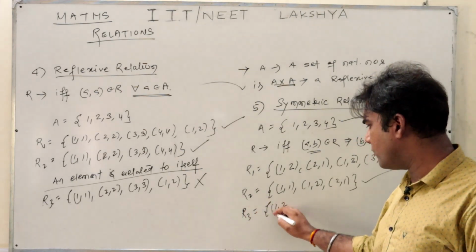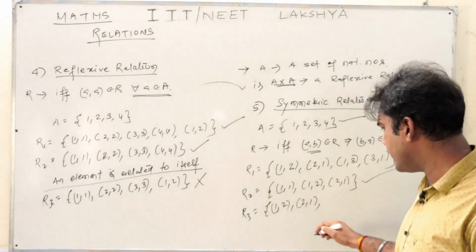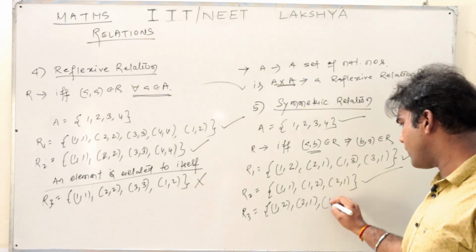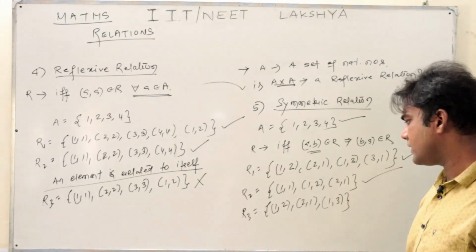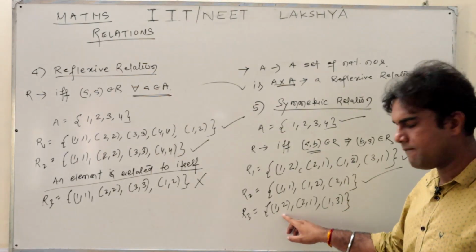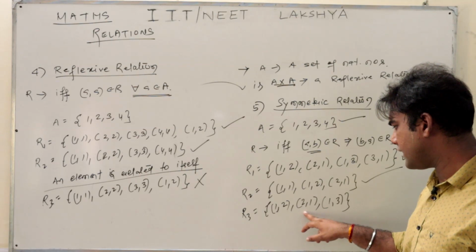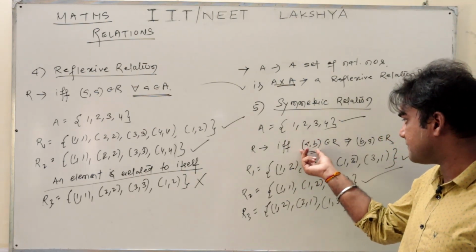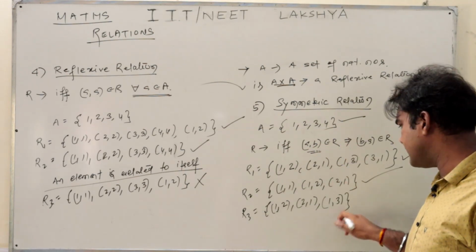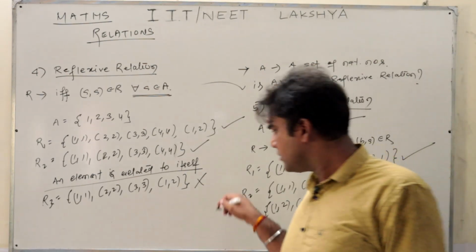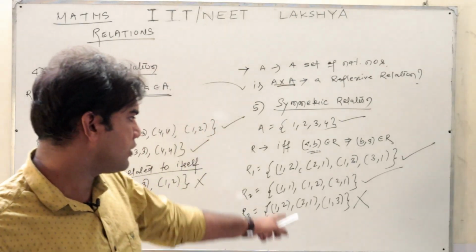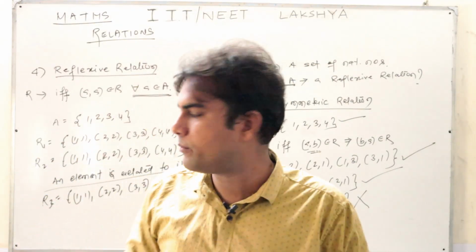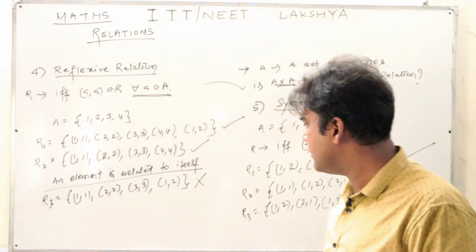Let us take one more example. R3: (1,2), (2,1), (1,3). Here if you see, (1,2) is there, very good. (2,1) is also there. (1,3) is there, but where is (3,1)? If (1,3) is there, then (3,1) should also be there. So this is not symmetric. So I hope the meaning of symmetric is clear to you. If (1,2) is there, then (2,1) should also be there. If (a, b) is there, then (b, a) should also be there.